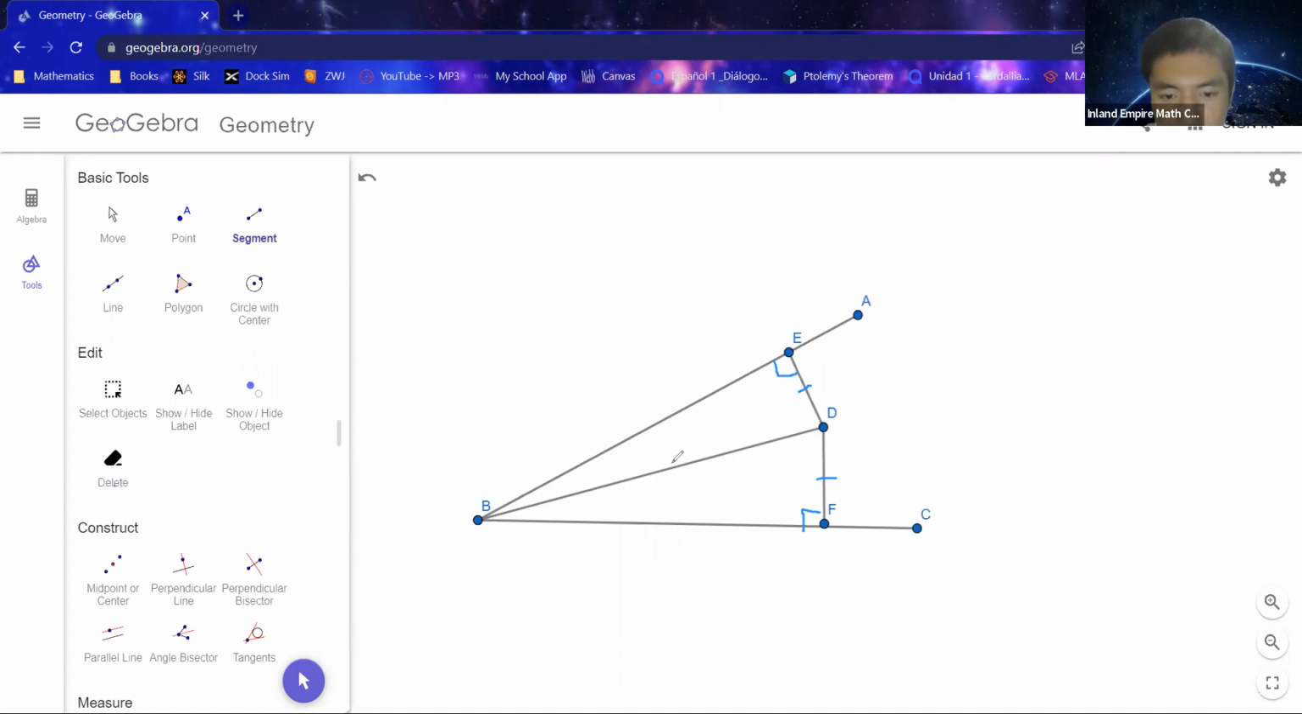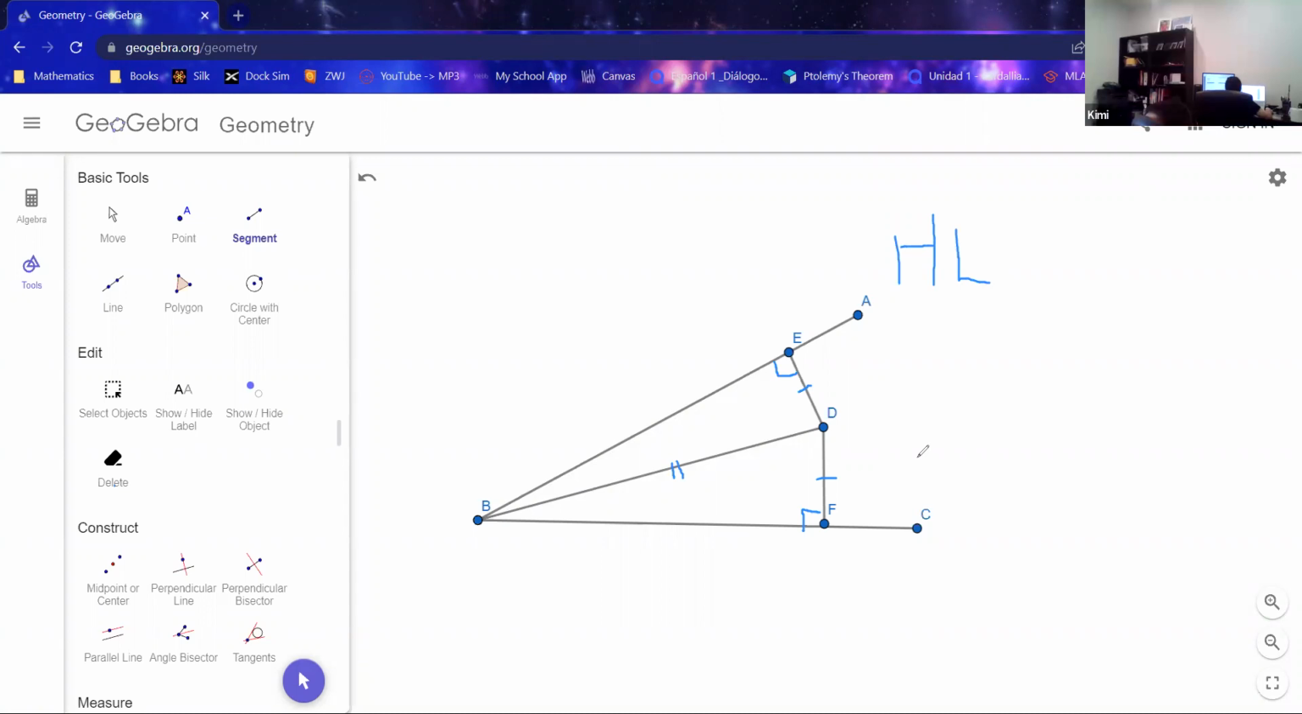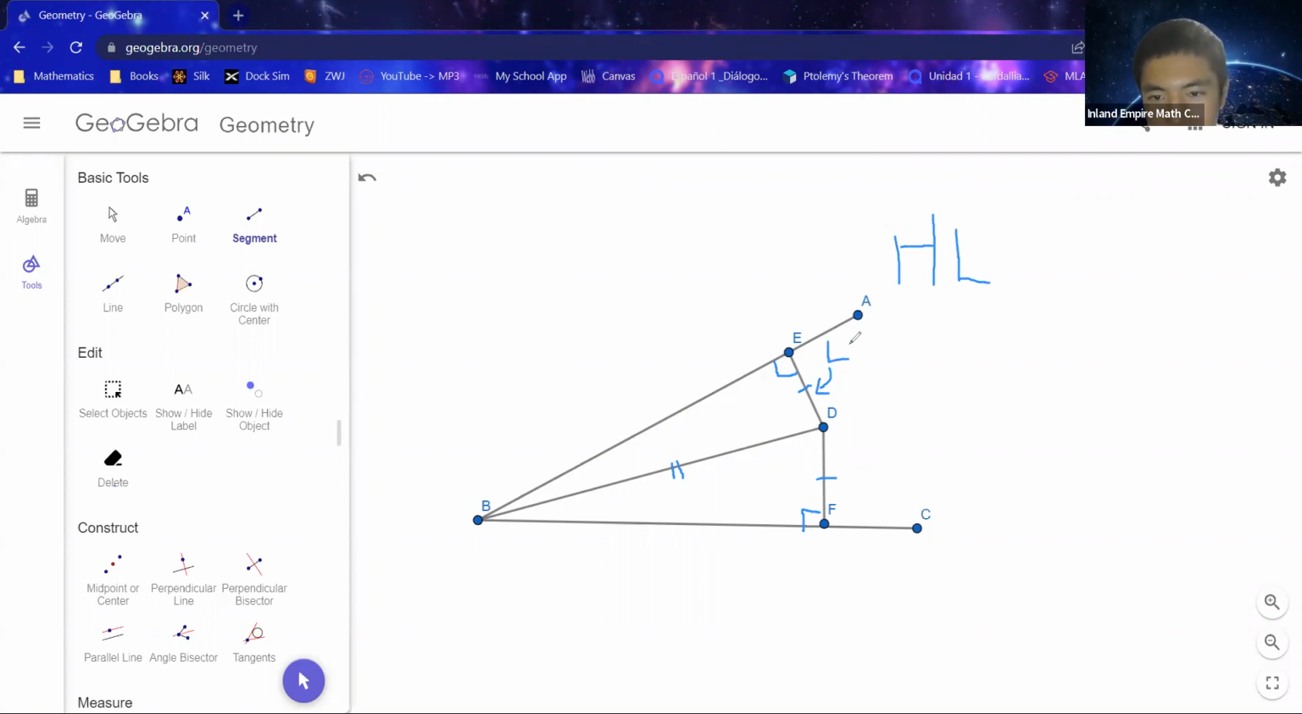So for this proof, we're going to use something called the HL congruence, which stands for hypotenuse leg congruence. The leg is actually referring to the side in the right triangle that's not the hypotenuse, which is ED right here. So that's the leg.